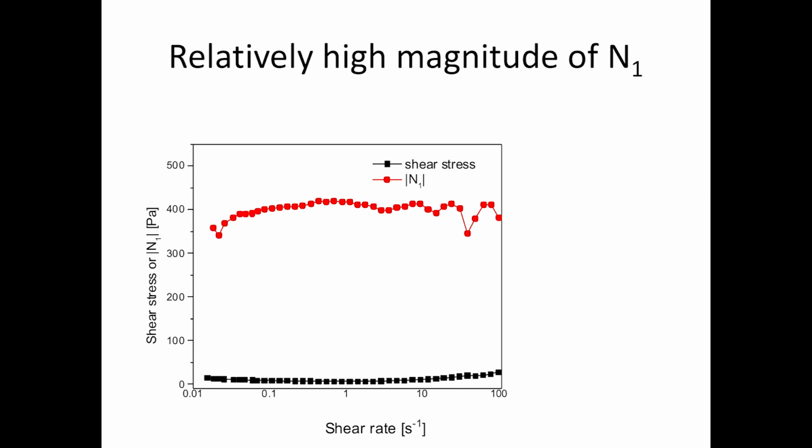The other interesting thing about this particular sample is that the normal stress difference is almost independent of shear rate. This is not normally the case for a lot of viscoelastic materials like polymer melts, where normal stress difference is actually a strong function of strain rate itself. So again, depending on the material and its microstructure, we would have different types of dependencies of normal stress difference on the strain rate.